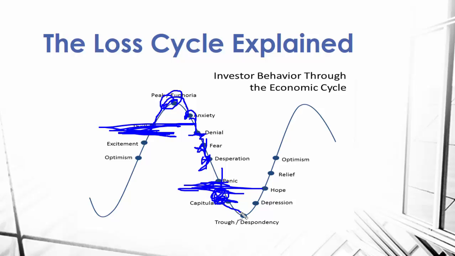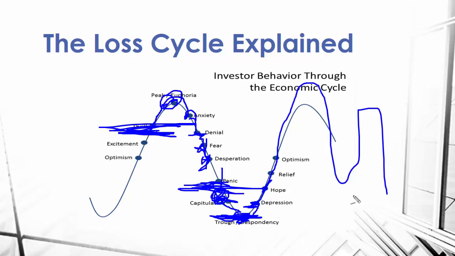Then the market goes down, the market bottoms out, but this is where investor sentiment is the lowest. Depression, people still have depression. Hope when the market starts to go up again. Relief, optimism, and then the cycle goes on and on.